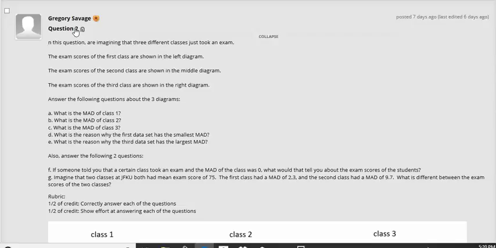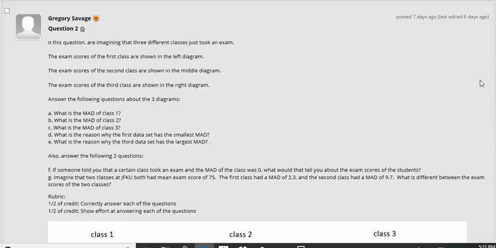This is question 2 in the third set of discussion questions. The first three parts of this question are asking, what is the MAD of class 1, what is the MAD of class 2, and what is the MAD of class 3? The MAD is the mean absolute deviation of a data set. So parts A, B, and C are just asking you to calculate the MAD of a certain data set.